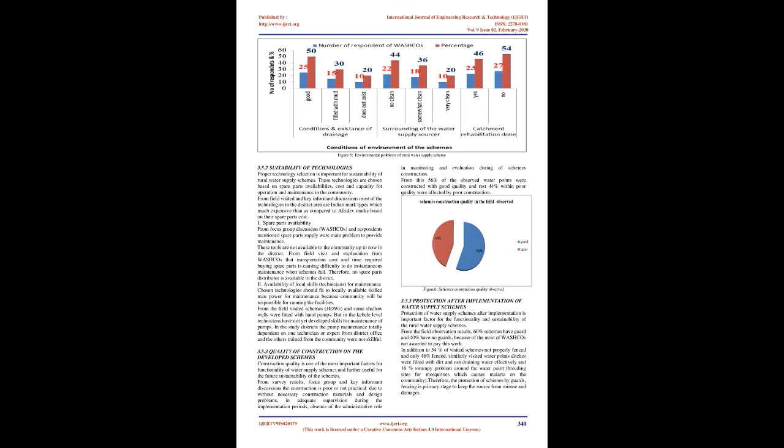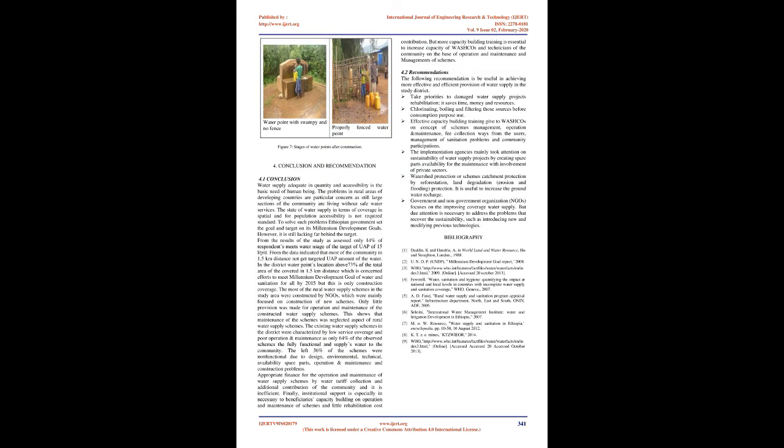3.5.3 Protection after implementation of water supply schemes. Protection of water supply schemes after implementation is an important factor for the functionality and sustainability of rural water supply schemes. From the field observation results, 60% of schemes have guards and 40% have no guards, because most WASHCOs are not able to pay for this work. In addition, 54% of visited schemes were not properly fenced and only 46% were fenced. Similarly, visited water points' ditches were filled with dirt and not draining water effectively, and 16% had swampy problems around the water point, breeding sites for mosquitoes, which cause malaria in the community. Therefore, protection of schemes by guards and fencing is the primary stage to keep the source from misuse and damage. Water point with swampy and no fence.